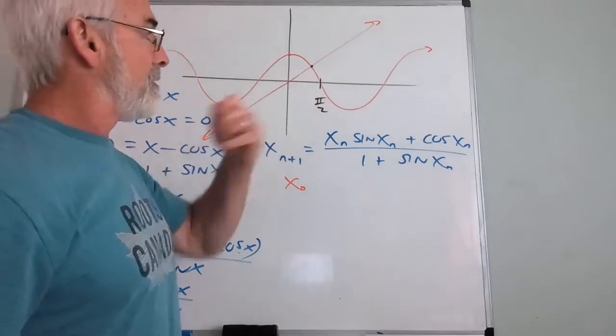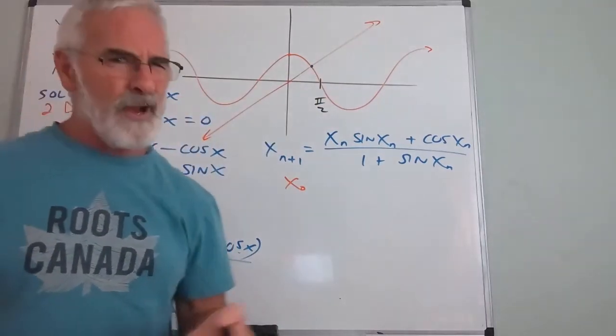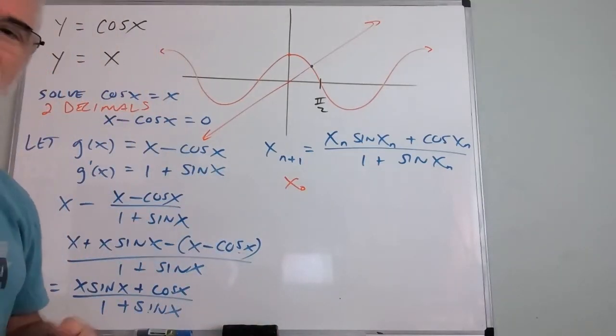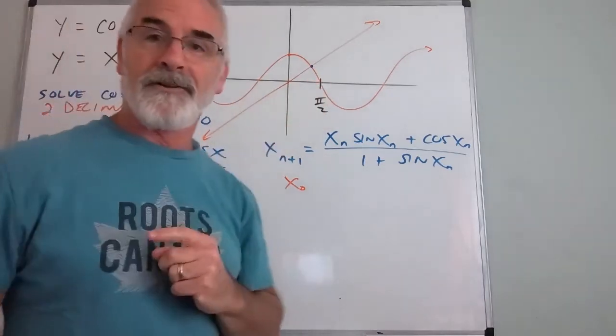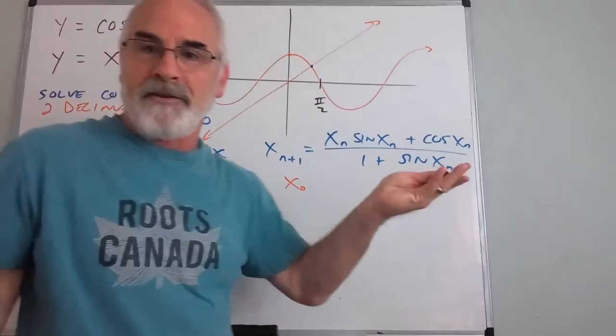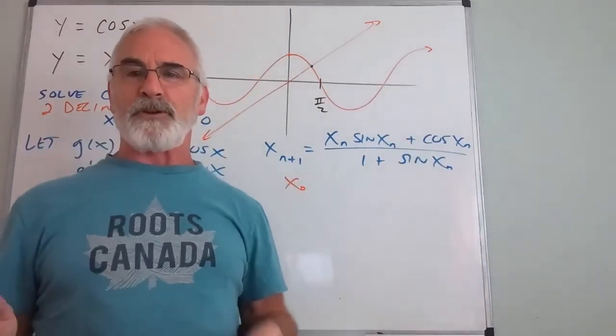Pi over 4. Well, considering I have to be rational, pi over 4 is not rational, so that really won't help me much. Think rational. I'm between 0 and pi over 2. How about 1? Yeah, 0 is a little too far. How about just use 1? Does that make sense? Yeah, 1 would be a really good starting point.